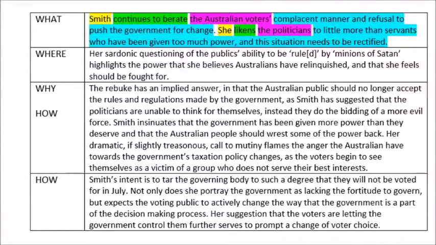Smith continues to berate the Australian voters' complacent manner and refusal to push the government for change. She likens the politicians to little more than servants who have been given too much power, and this situation needs to be rectified. Her sardonic questioning of the public's ability to be ruled by minions of Satan highlights the power she believes Australians have relinquished and she feels should be fought for. This rebuke has an implied answer that the Australian public should no longer accept the rules and regulations made by the government. So you can see some of the words that we've talked about in the previous slide used in the analysis here. And the last one there, Smith's intent is to tar the governing body to such a degree they'll not be voted for in July. And so once again, that's talking about how that whole description is intended to impact the audience.